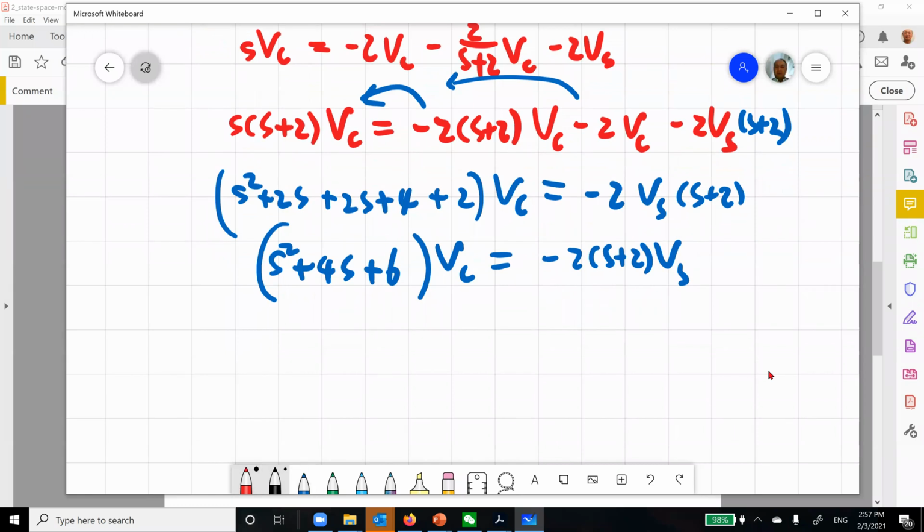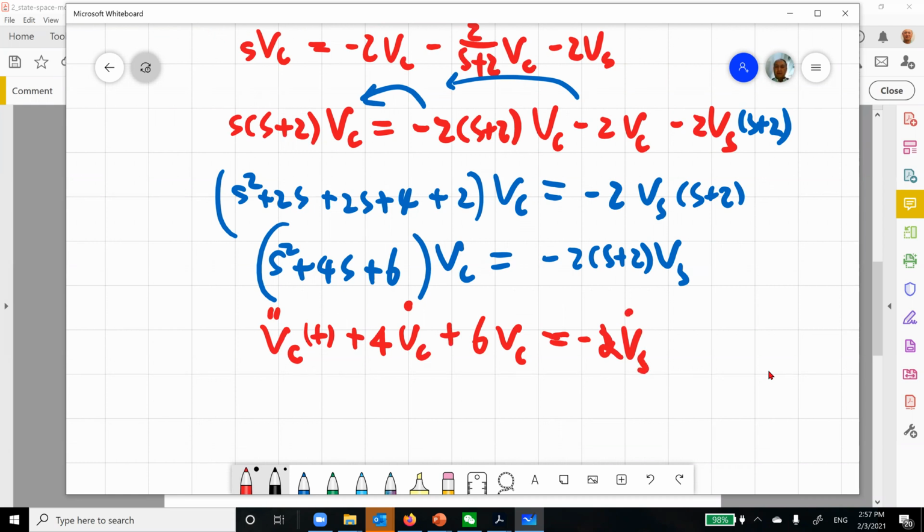So if we write everything in the time domain, we are going to have VC double dot plus 4 VC dot plus 6 VC is minus 2 VS dot minus 4 VS. So this is what we have.